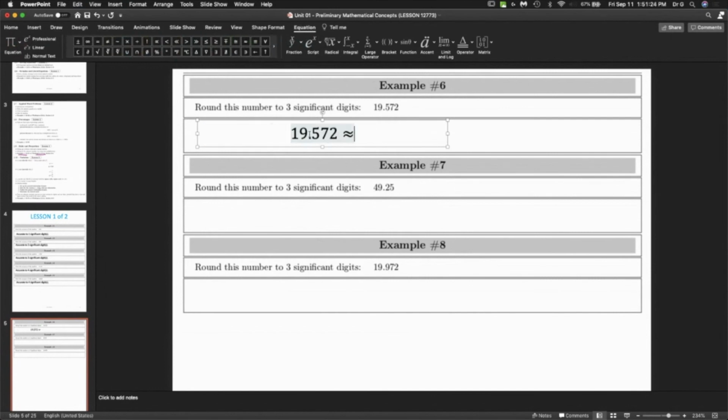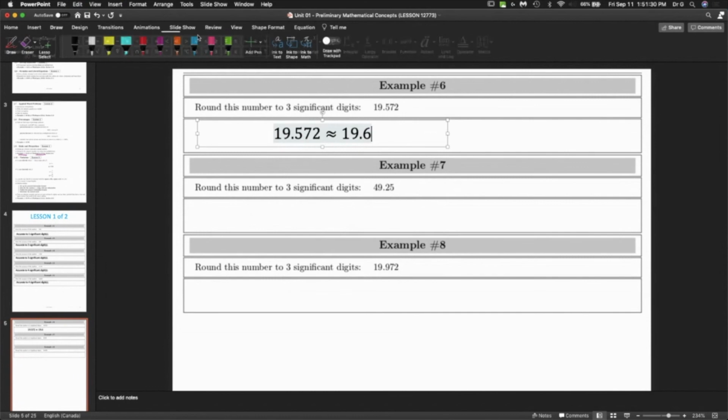Oh, yes, the 3 significant digits. The answer is 19.6. If you're not sure why that's the case, you want 3 significant digits. So these guys that I'm underlining have to stay. But these guys here, we've got to toss them away. What we're tossing is bigger than 5, so you're going to round this up to a 6.